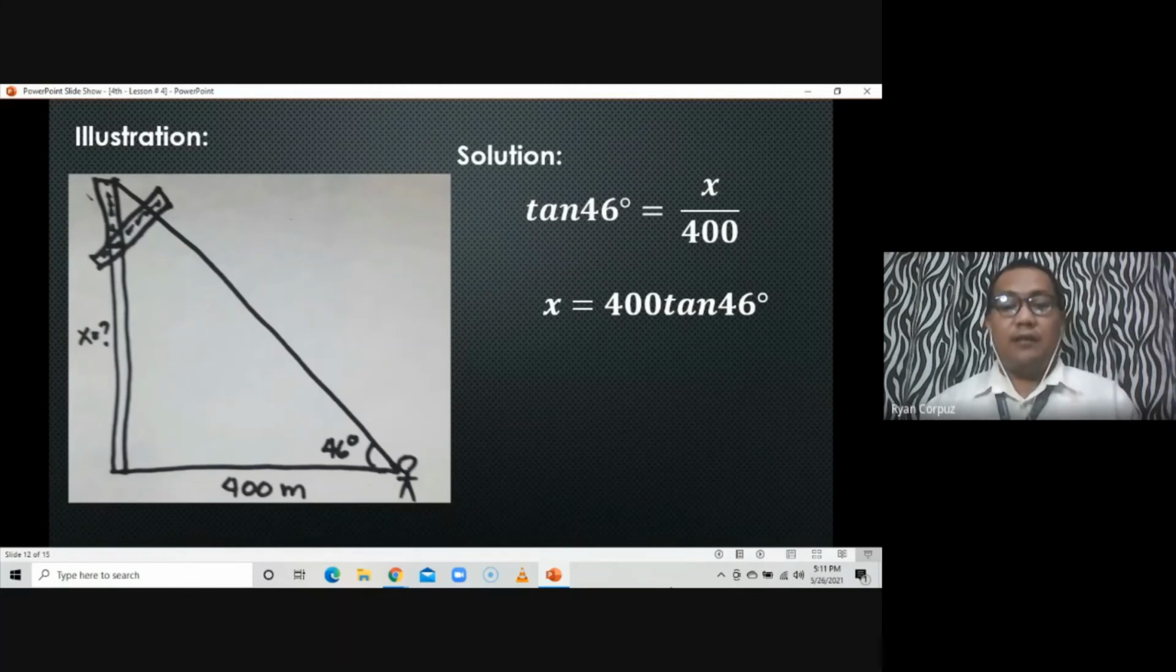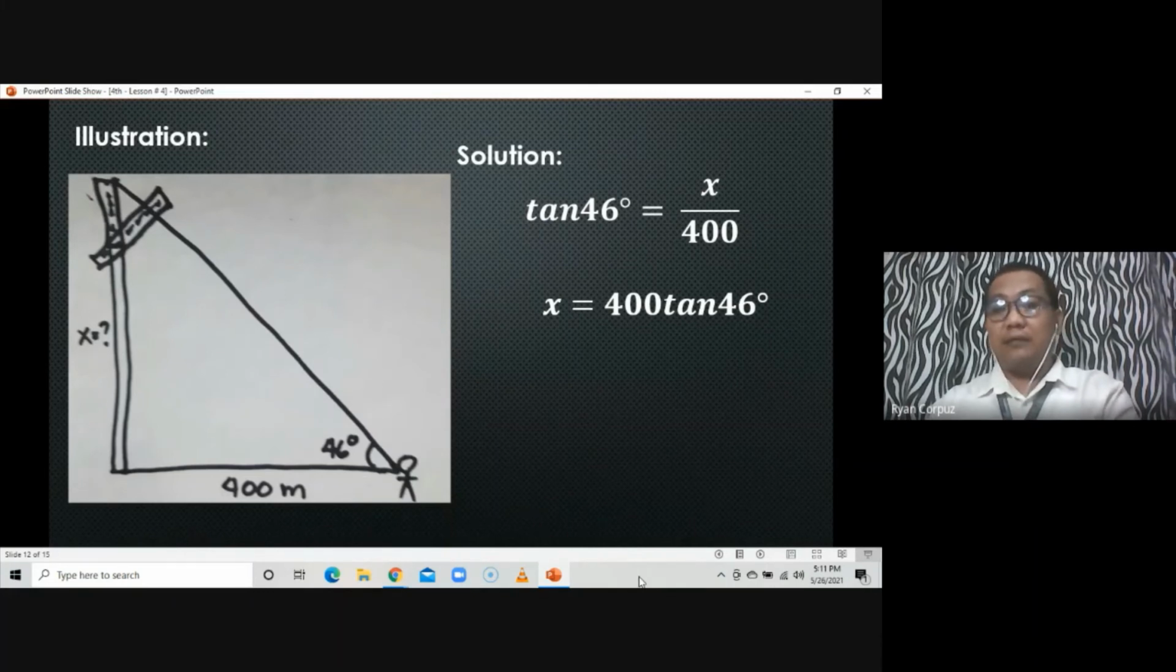Then using your scientific calculator, to find the value of x, first press 400. On the latest calculators, it's more direct: press 400, press tan, press 46, press DMS, then press equals. Then you come up with the answer. But on the older, not-so-latest calculators, you press 400, press times, press tangent, press 46, press DMS, press equals.